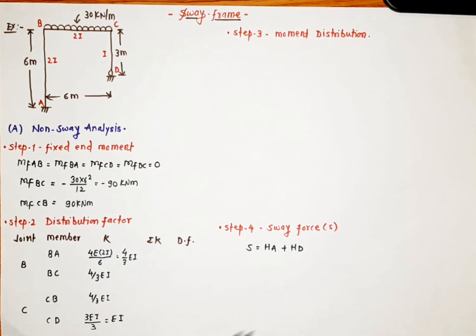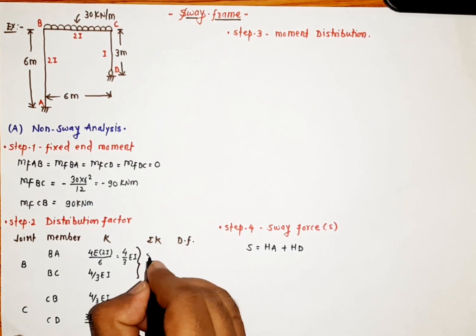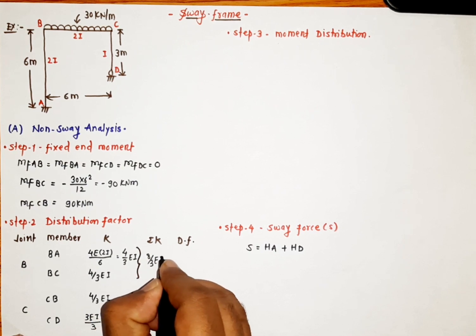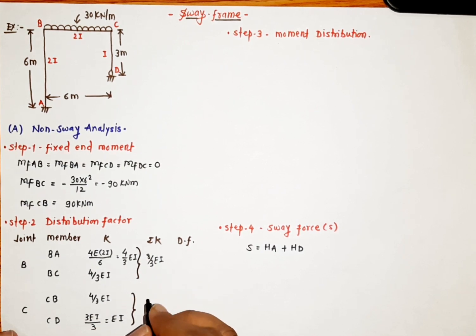Now the summation of K, that means the summation of these two and the summation of these two, comes to 8 by 3 EI, and the summation of this also is 7 by 3 EI.